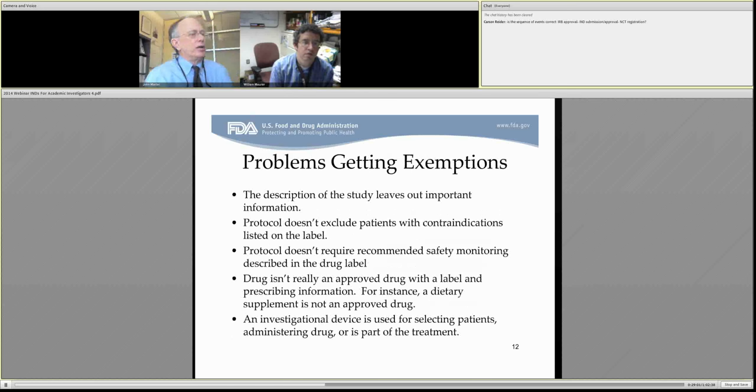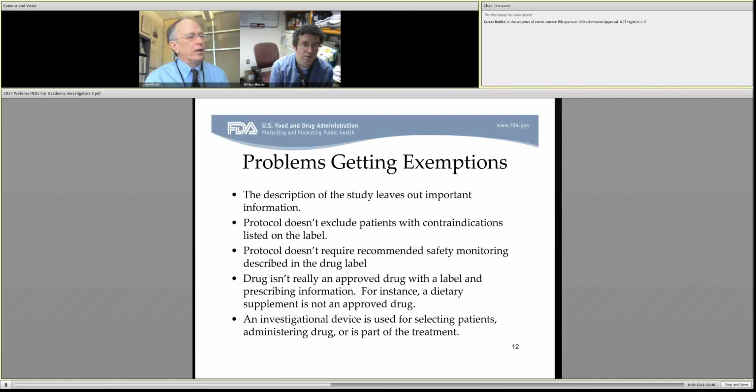I wanted to list some problems. I've been keeping notes of what's common problems with getting exemptions. Essentially, it boils down to we don't have enough information. The description of the study leaves out important information. The protocol doesn't exclude patients with contraindications listed on the label. We view that as pretty important. The protocol doesn't require recommended safety monitoring described in the drug label.